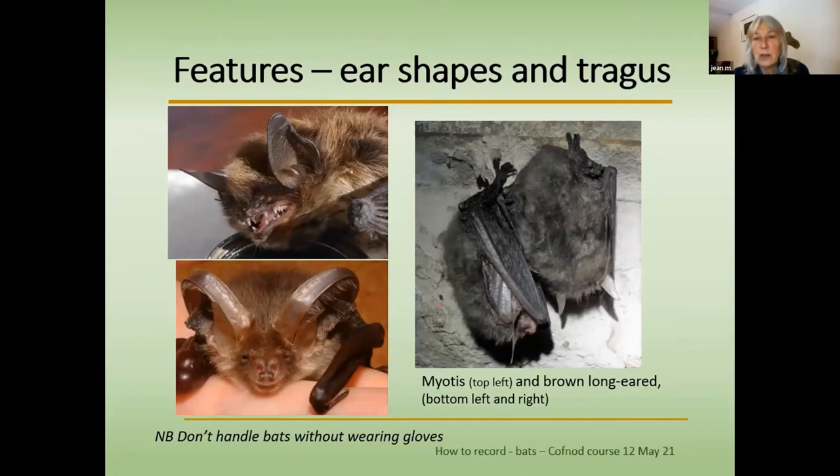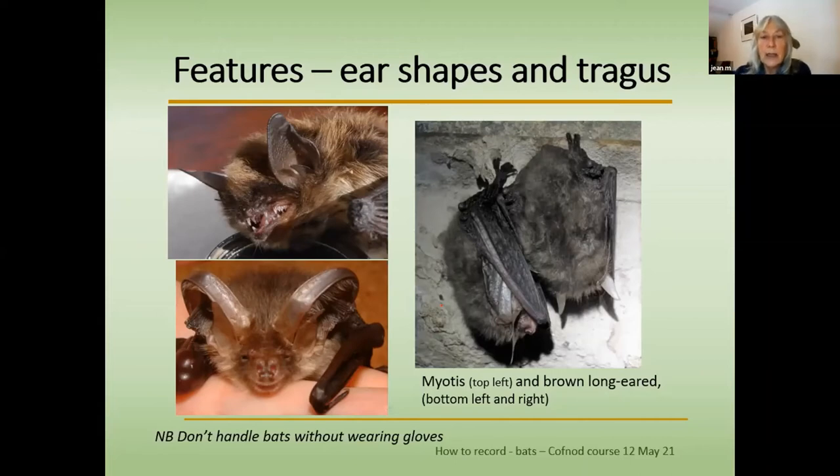And the two bats in hibernation on the right hand side are also brown long-eared bats, but they've got their ears tucked under their wings, and it's just the tragus that's sticking out. So that's an often confusing thing when you just see a bat like that. You don't realise it's a long-eared bat because it's just the tragus looking like an ear.